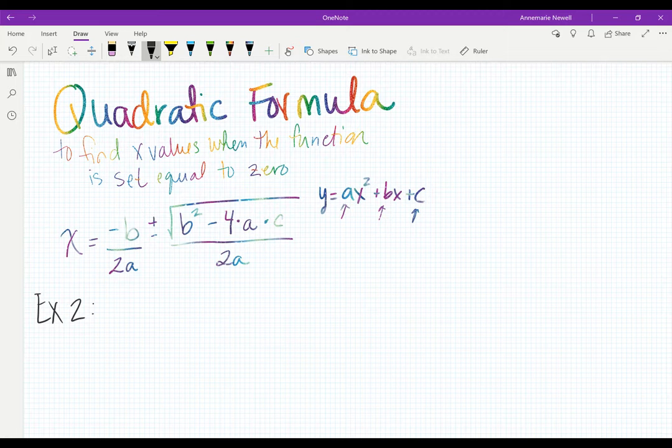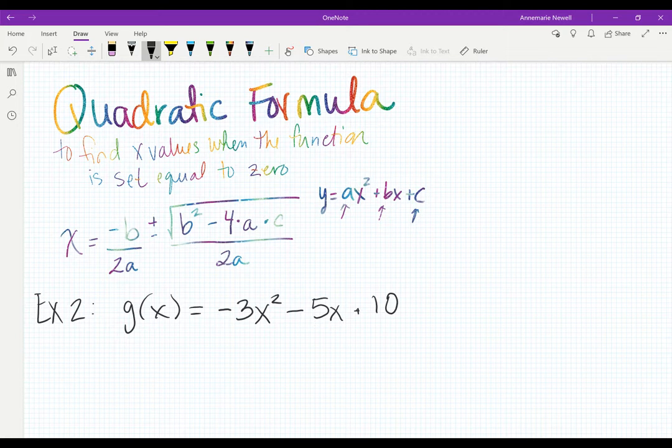Here's our example. I mean, whatever, g of x equals, let's think of some good numbers. Let's say negative 3x squared. Negative 3 means it's opening up. No, opening down, right? Minus 5x. I always use the same numbers. Plus 10. Yeah? Cool. Let's use our quadratic formula.